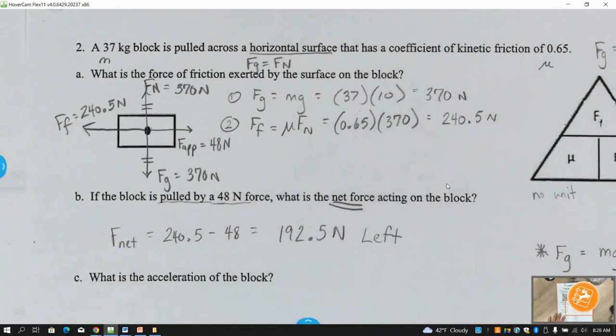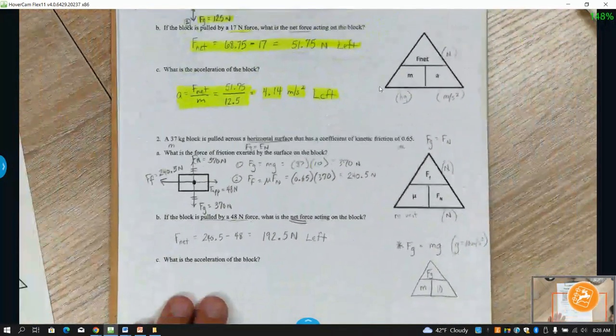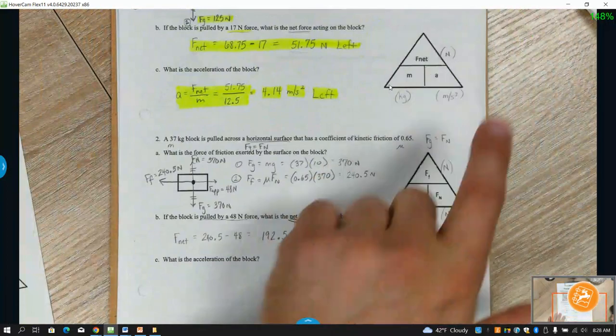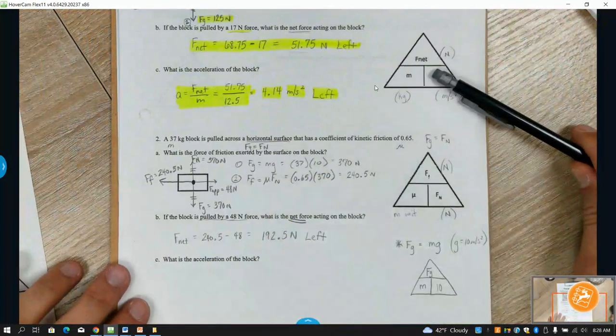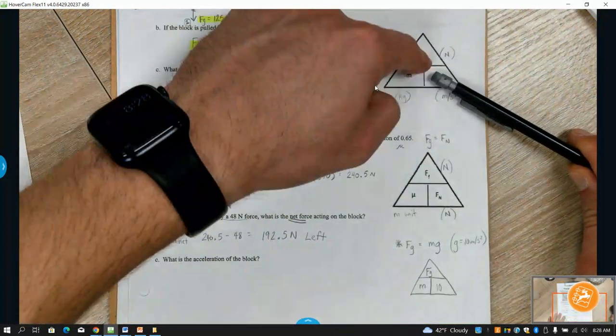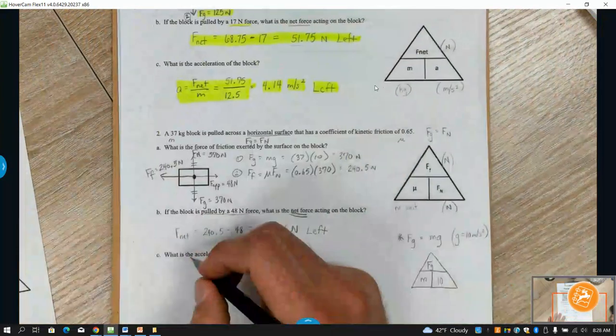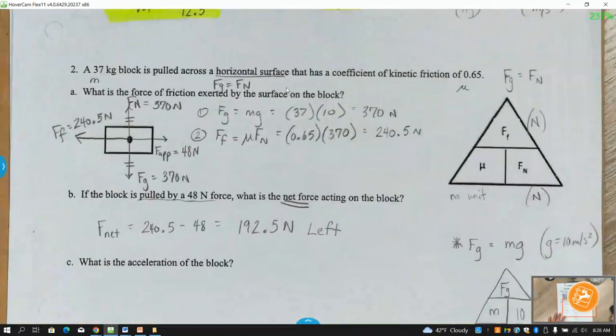And then to find the acceleration, using this equation up here in this triangle, covering up a, Fnet divided by m. So we're going to write that equation in.